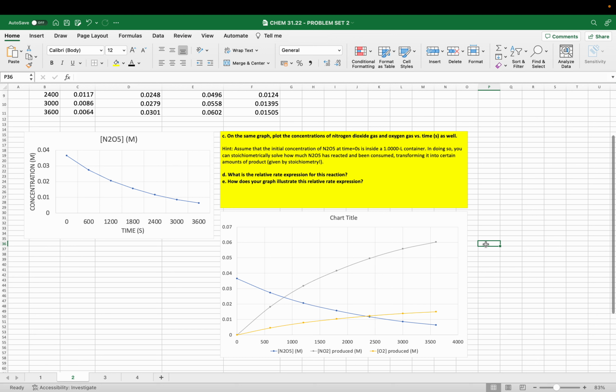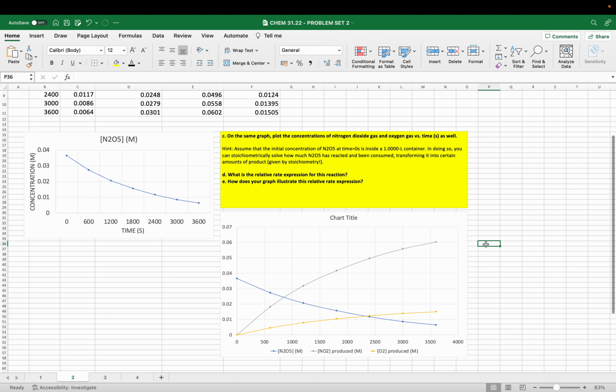It makes sense that as N2O5 is consumed, with its decreasing values in its graph as time increases, you'll have an increase in the amounts of both NO2 and O2 at different stoichiometric amounts.